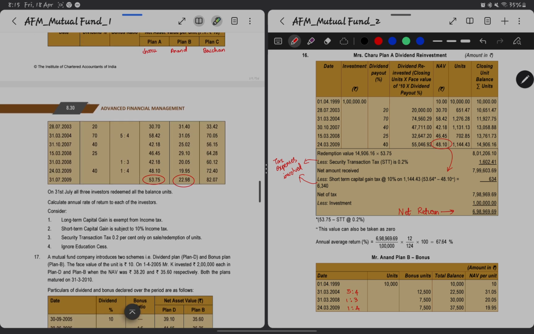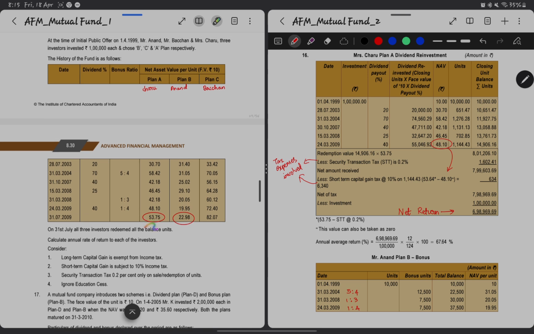Now on 31st July 2009 all three investors redeemed all the balances. Calculate the annual rate of return for each of the investors, and they have given some assumptions, so we have to stick to these assumptions. One is long-term capital gain is exempt from income tax.